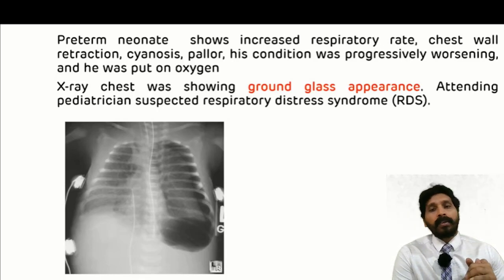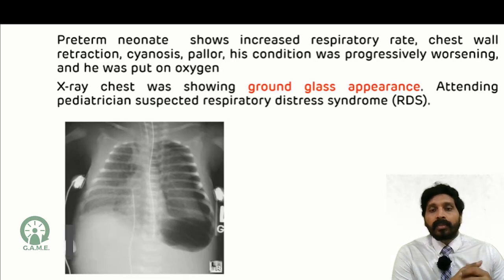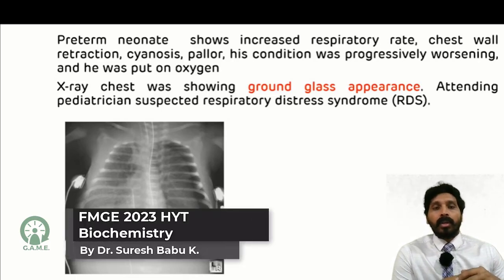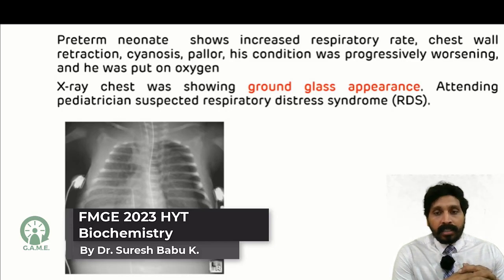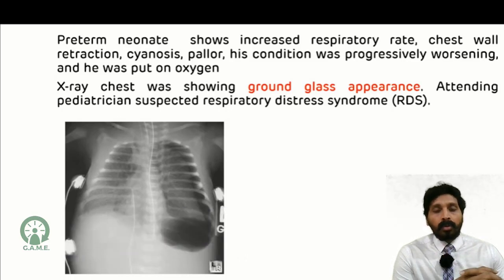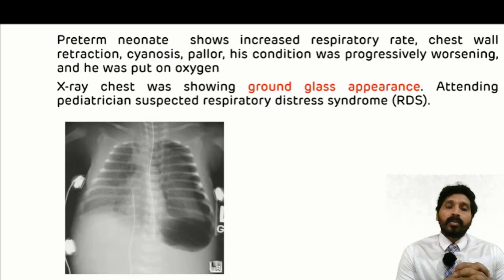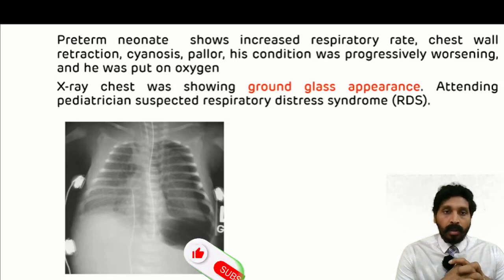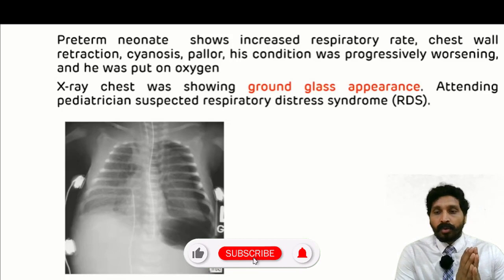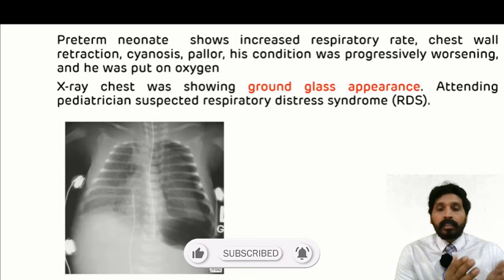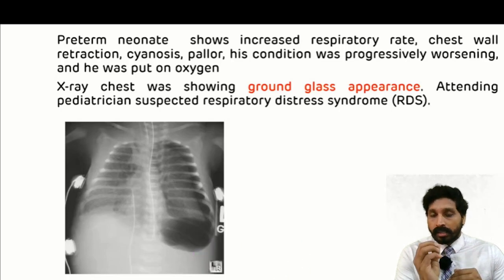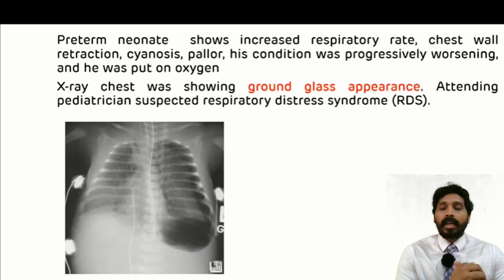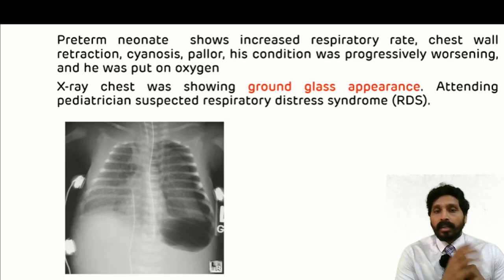So as a part of our FMGE case-based questionnaire for the session July 2023, I've come up with another case-based question. So the case is related to respiratory distress syndrome. We are all aware that in lipid chemistry, under the classification of phospholipids, we come across one subtype of phospholipid, that is dipalmityl lecithin, which acts as a lung surfactant. So related to that I am going to explain one case-based scenario.